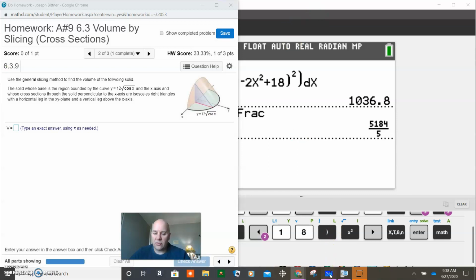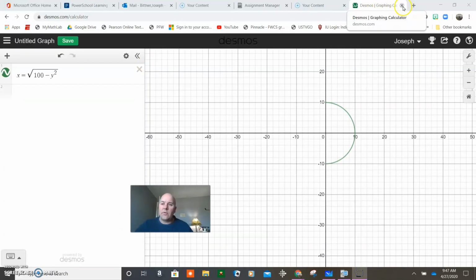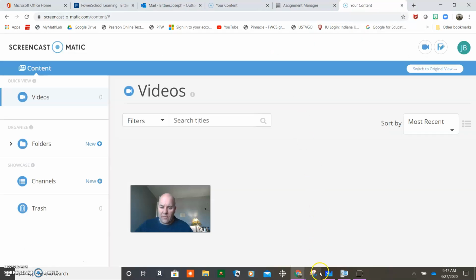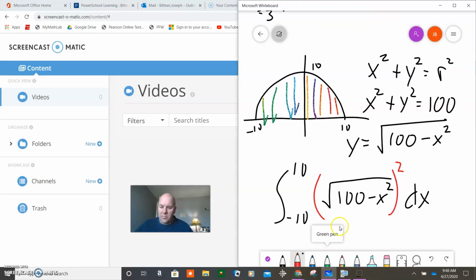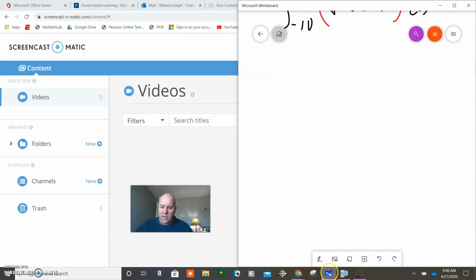All right, let's continue with the second problem. Sorry, I was just graphing something there. And let me pull up my graph. Let me pull up the e-homework problem.